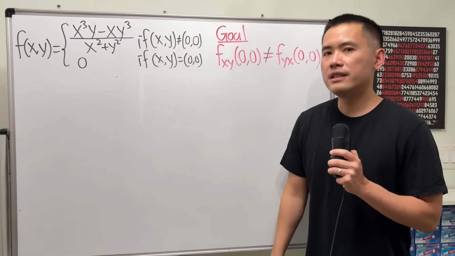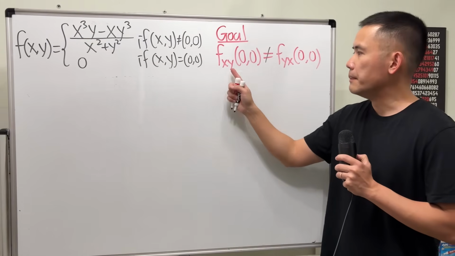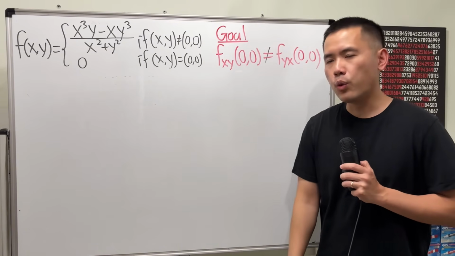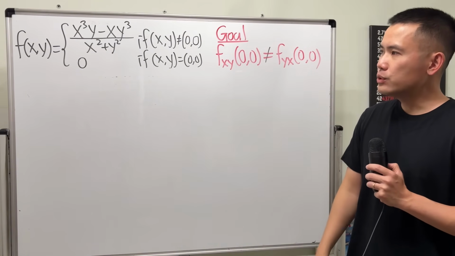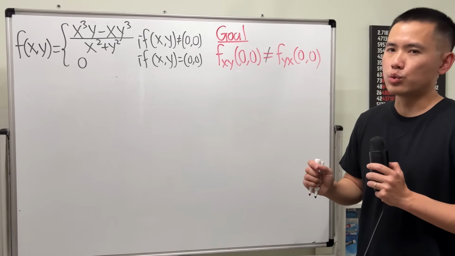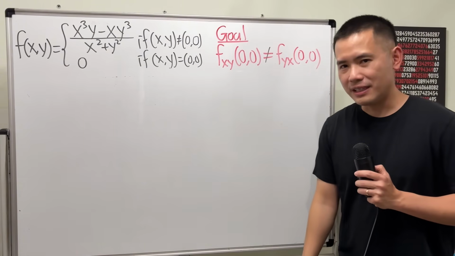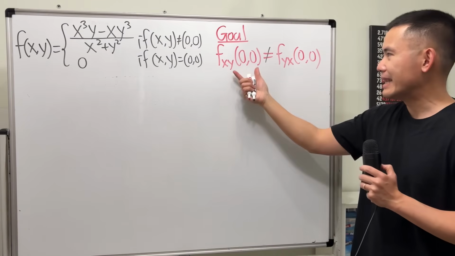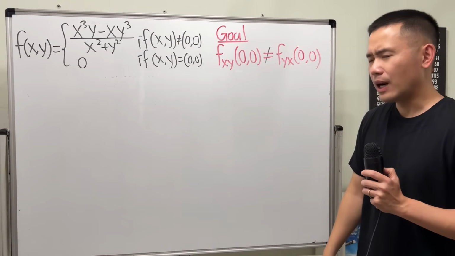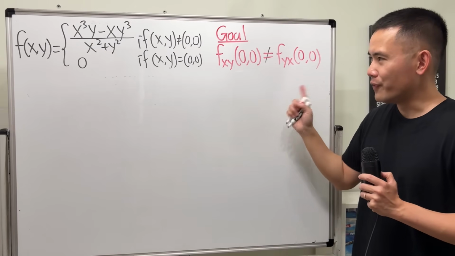This function here is the classic example showing you that the mixed partial derivatives are not equal at the origin. And the truth is, if you just compute the mixed partial derivatives, f sub xy versus f sub yx, they look exactly the same. It's just that they are not equal at the origin. How is that possible, right? Well, we'll figure that out.